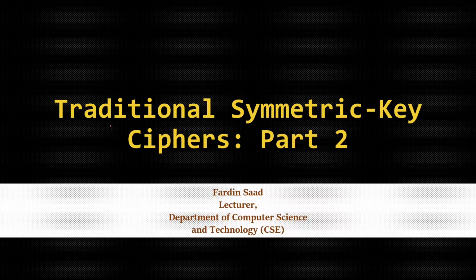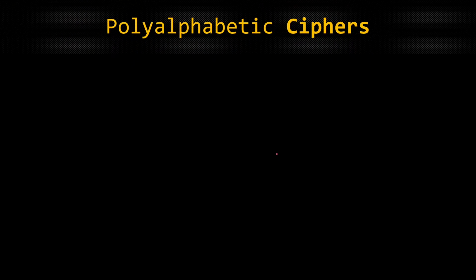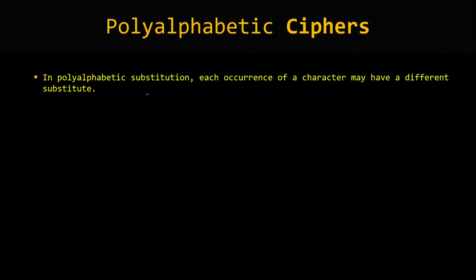The topic that we are going to see today is traditional symmetric key ciphers part 2. So the first topic that we are going to begin with is the polyalphabetic ciphers. So what is polyalphabetic cipher?